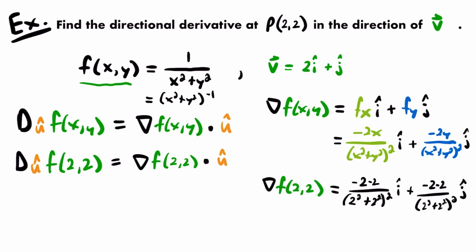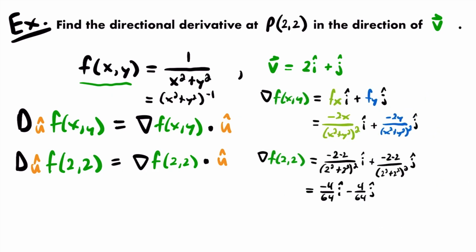Now simplifying, negative 2 times 2 is negative 4. 2 squared plus 2 squared is 4 plus 4, which is 8, and 8 squared is 64. So we get negative 4/64ths times i, which is the x component, and then for the y component, it's the exact same calculation, so we get minus 4 divided by 64 times j. Okay, now 4 divided by 64 is the same as 1/16th, and so you can pull that out of these two terms. Specifically, you could pull out negative 1/16th, and so if you do that, you will get a gradient vector of negative 1/16th times i plus j. Okay, so that's the gradient vector at the point (2, 2).